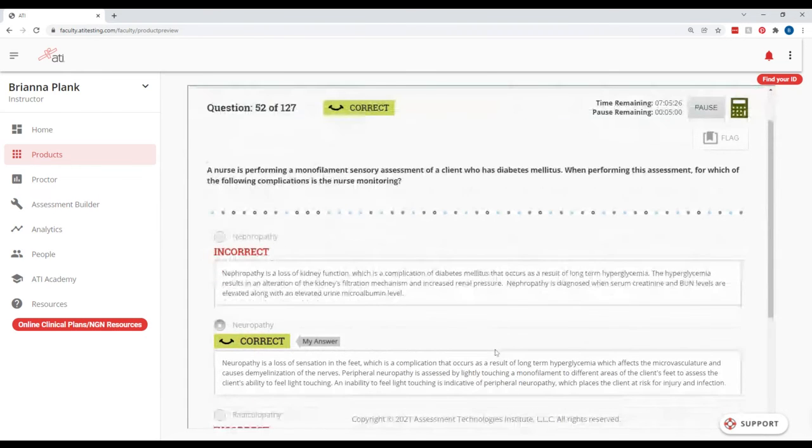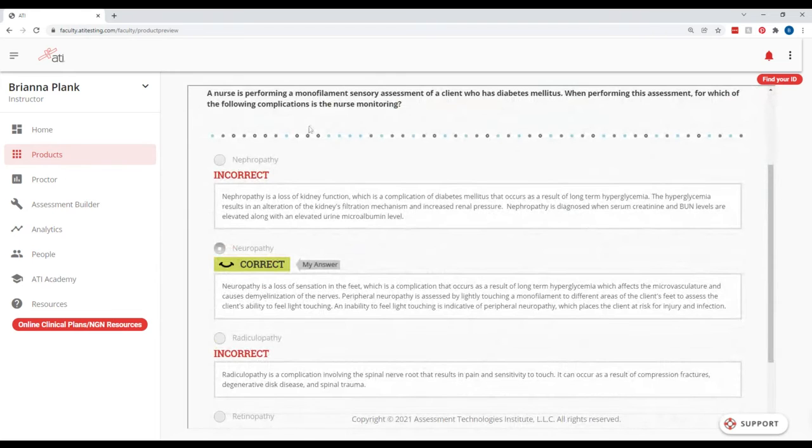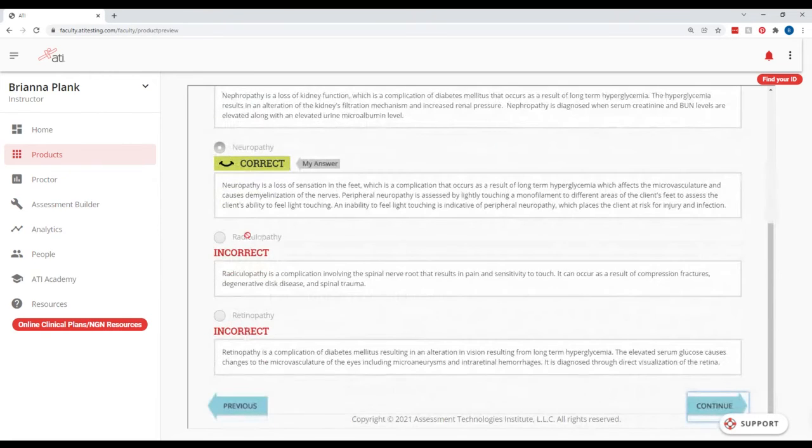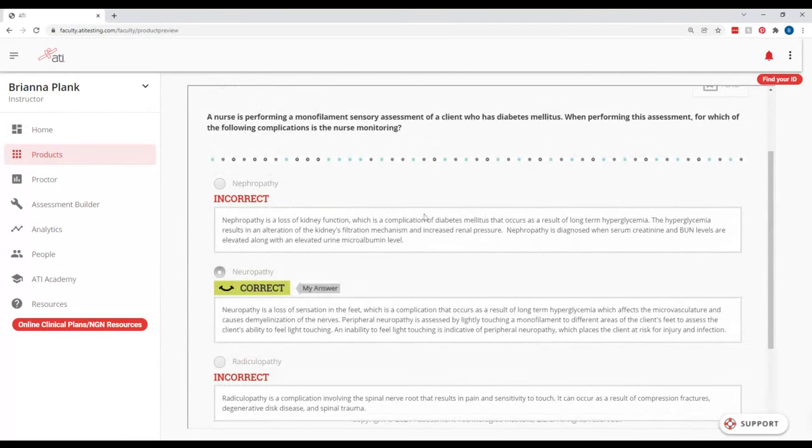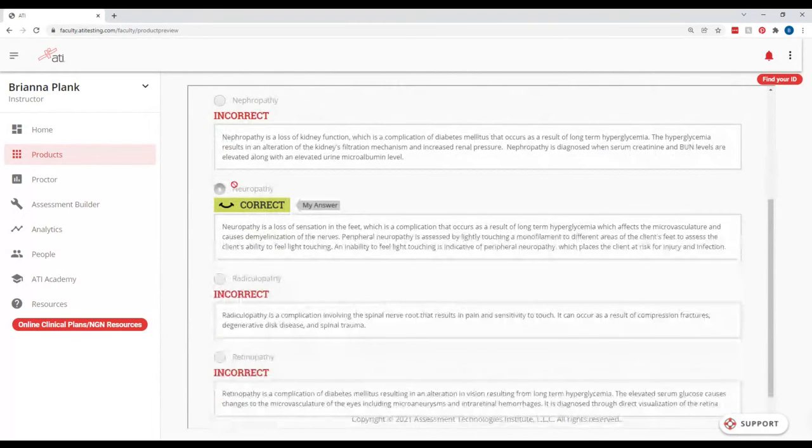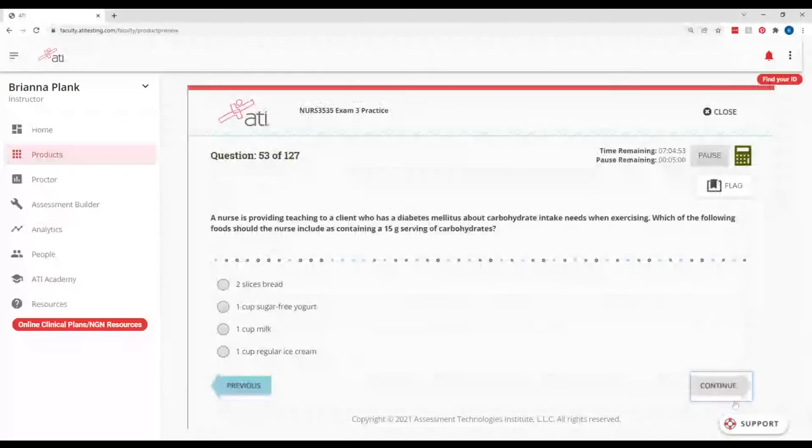Great. So we want to test sensation with monofilament sensory assessment. Makes sense. We're checking for neuropathy. We talked about how they have decreased feelings, so makes sense, right? Nephropathy, we're not concerned about their kidneys. Radiculopathy would be like referred pain. Retinopathy would be visual tests. So the sensory assessment that we're looking for tests for neuropathy.